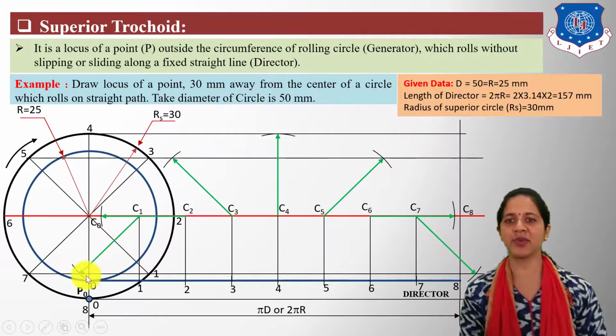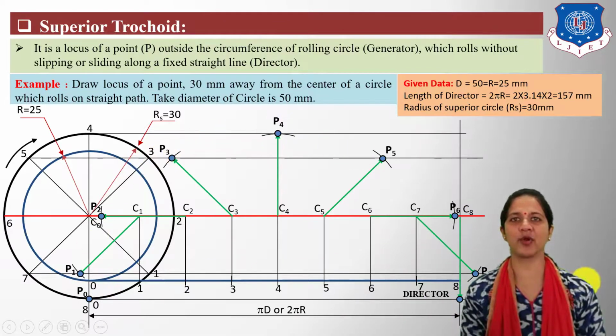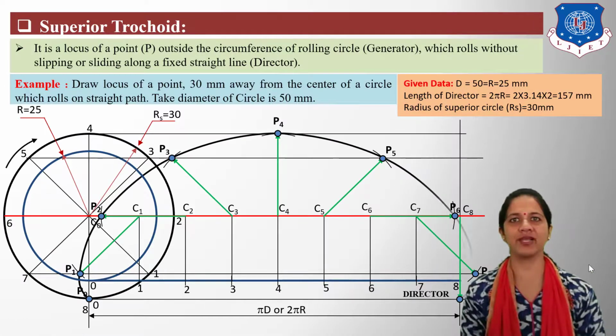Next, mark locus points P1, P2, P3, P4, P5, P6, P7 and P8. Join all these locus points freehand in the form of a curve, so we will get the superior trochoid.